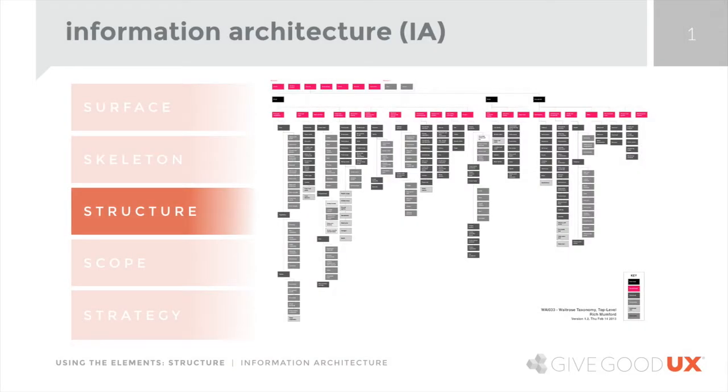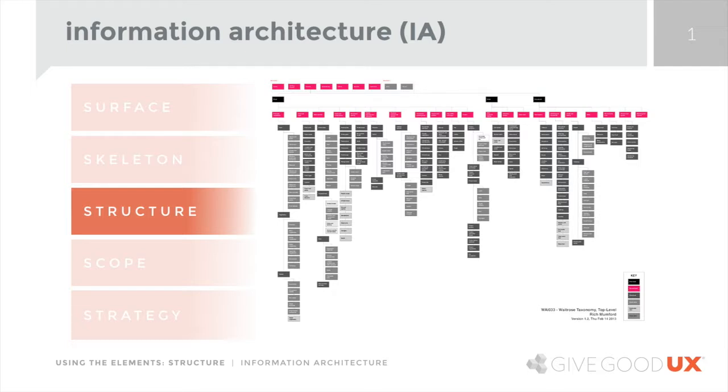On the information side of the structure plane, we have information architecture. Information architecture, or IA, is all about the organization, grouping, ordering, and presentation of content. What's the content? How much of it is there? How's it going to be organized? What are we going to call it? And what's its order of importance and priority to the person on the receiving end?